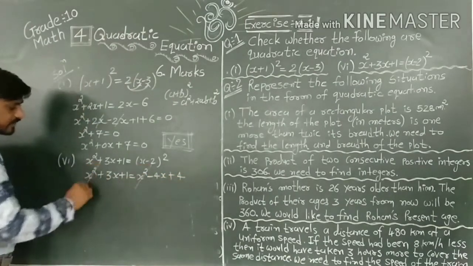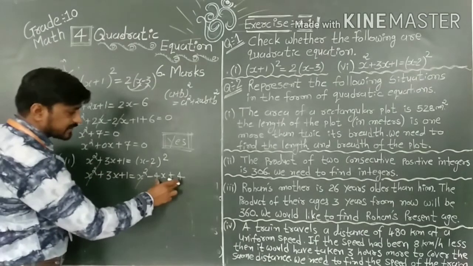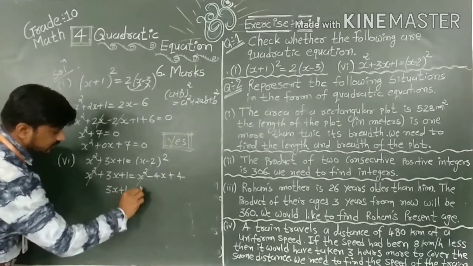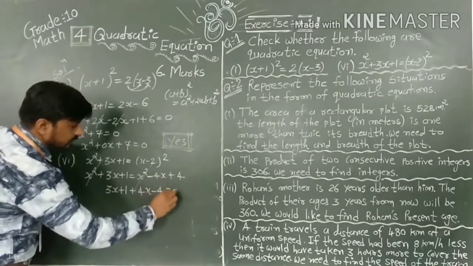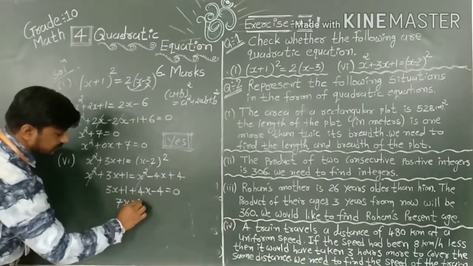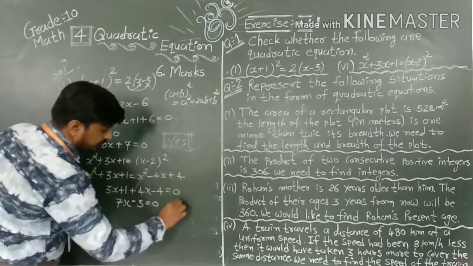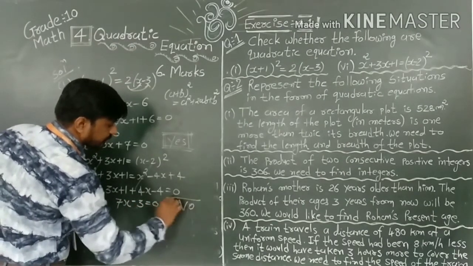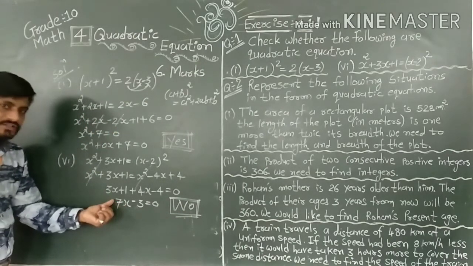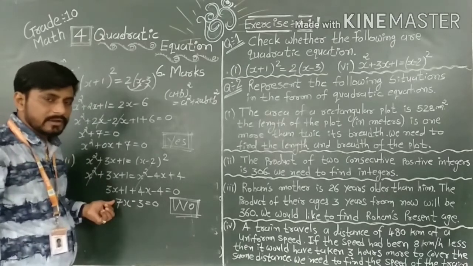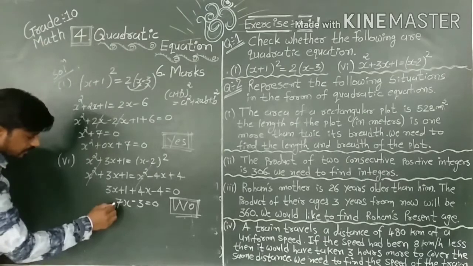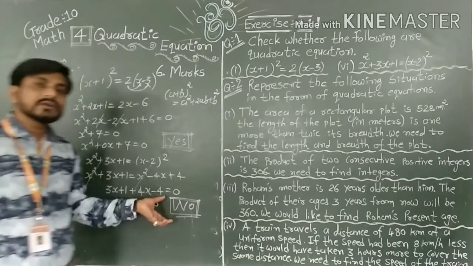Here x square cancels. What is remaining? Transfer these two terms to the left side. That means 3x plus 1 plus 4x minus 4 is equal to 0. Here 3x plus 4x is 7x, plus 1 minus 4, that means minus 3, is equal to 0. Therefore, this is not a quadratic equation. Why? Because we cannot write 0x square, since in our standard form we cannot take a equal to 0. Therefore, this is not a quadratic equation.